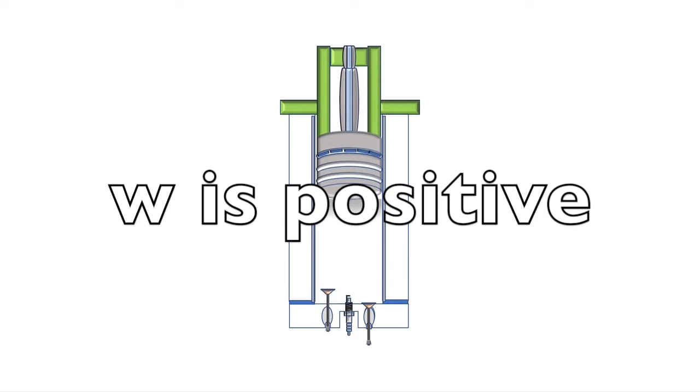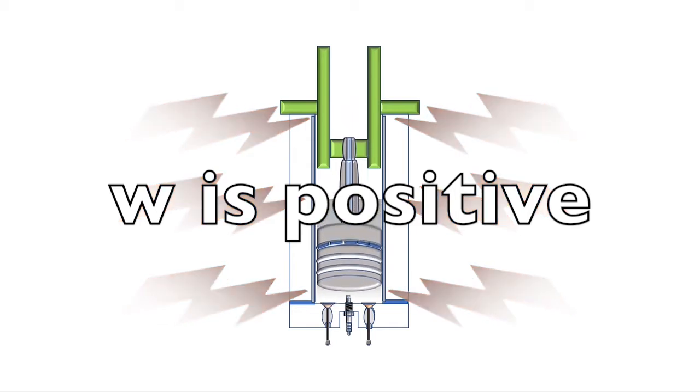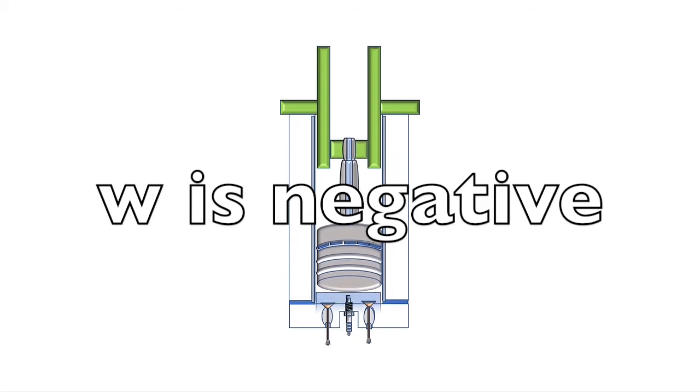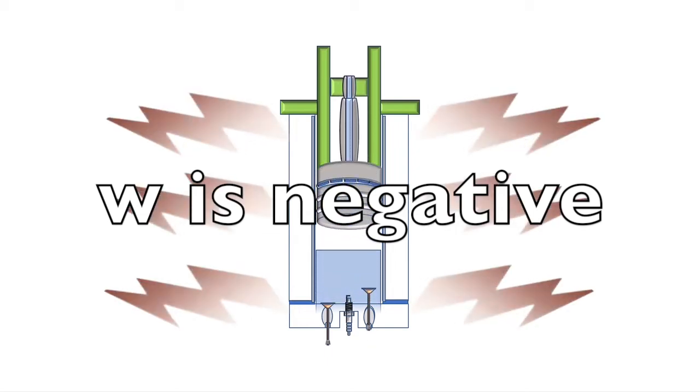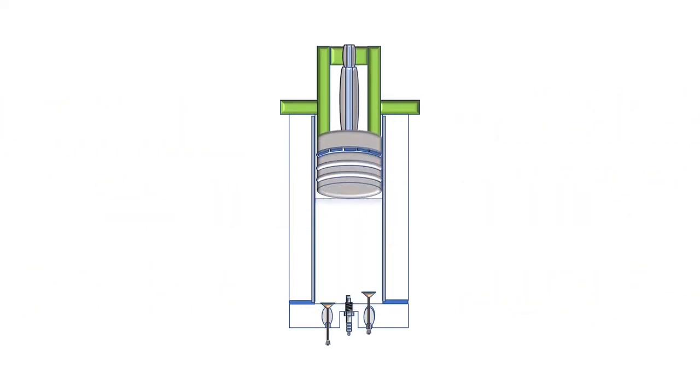We see similar sign conventions for W. W is going to be greater than 0. It'll be positive if the system is gaining energy through work. In other words, if work is done on the system by the surroundings. W is going to be less than 0, or negative, if the system is losing energy, if work is done by the system on the surroundings.